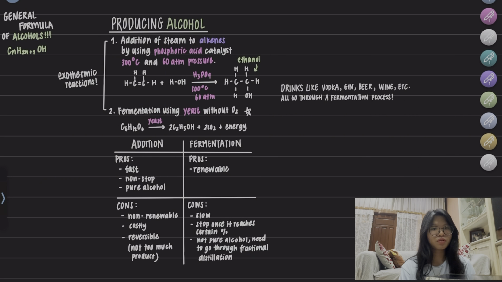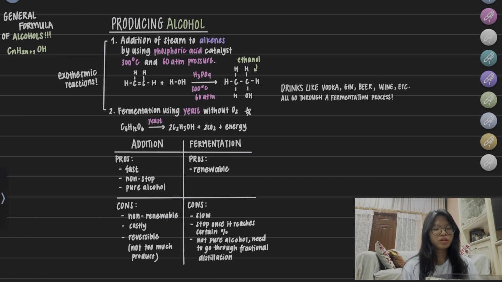But addition does have a few cons as well. So it is non-renewable, it is very costly due to the addition of phosphoric acid as a catalyst, as well as the high temperatures and pressures, and it is reversible. So even if you get pure alcohol, it is still quite prone that the alcohol can turn back to its usual form before the reaction happens, because it is a reversible reaction, so you would not be able to obtain that much product at the end of the day. While fermentation, it is renewable, so that is what's good about it. And mainly in the alcoholic beverage industry, we use fermentation instead of addition.